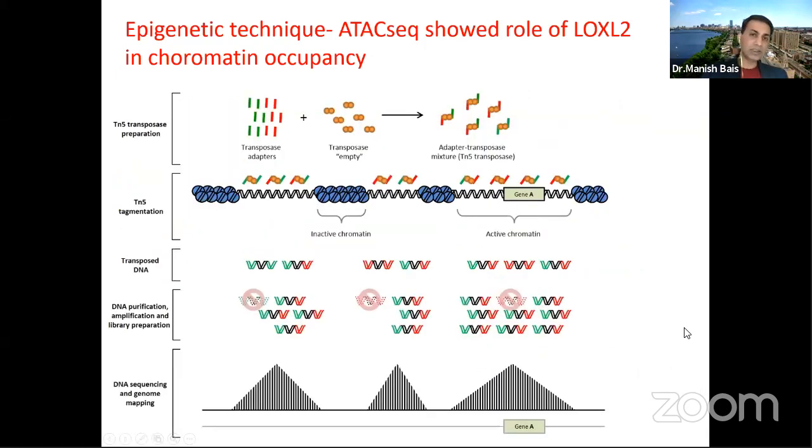I can tell you another way. This is the transposase adapter. It binds to the specific open region, but all the regions which are very tightly bound are excluded. You can purify these fragments and sequence them. Then we align all these sequenced fragments with the mouse genome or human genome, and on that basis you can see which regions were active, meaning open, and so transcriptionally active regions.